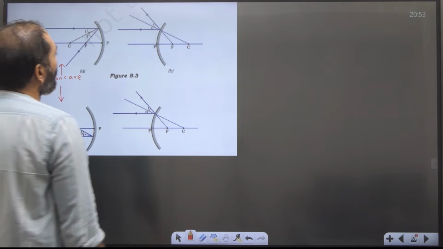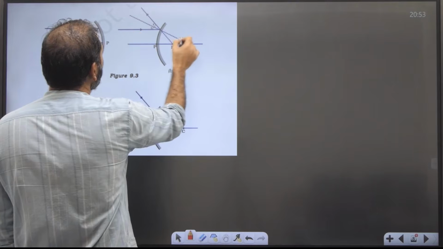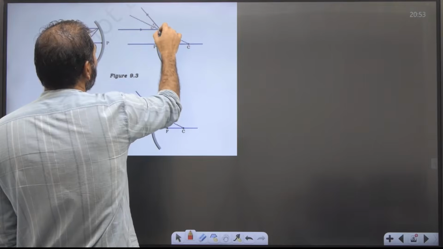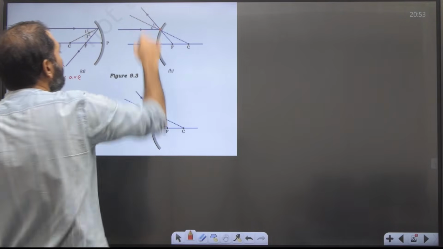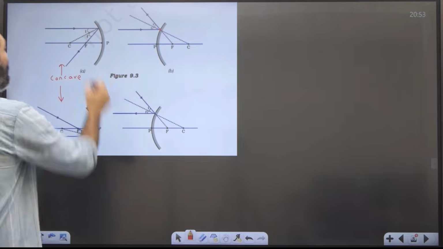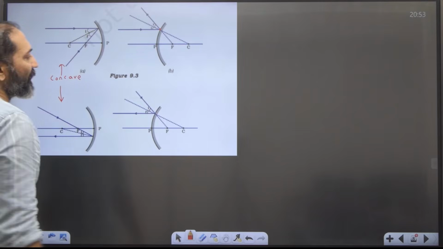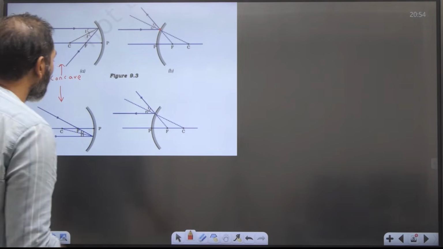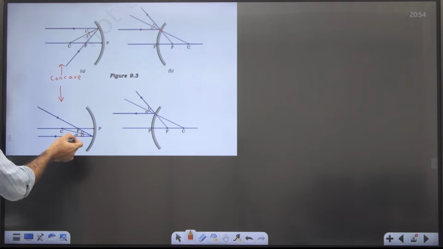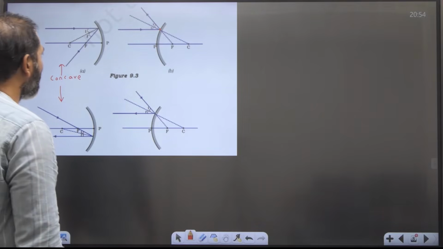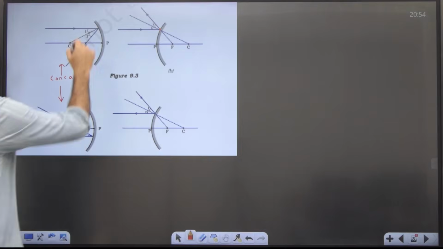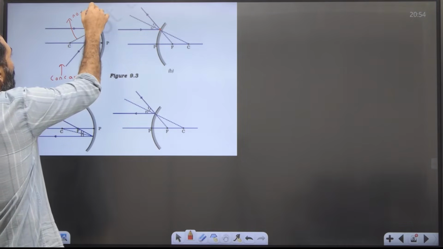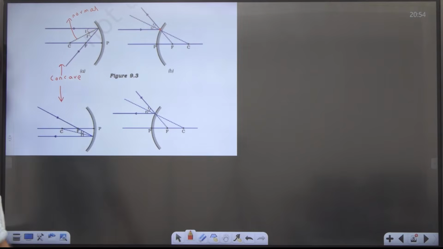Now what happens in convex? A ray parallel to the principal axis appears to diverge away from the focus. Again, remember, the angle of incidence is equal to the angle of reflection, because it is reflection and has to follow the law of reflection. What is this dotted line? This dotted line is the normal. In all the figures, the middle dotted line is the normal.